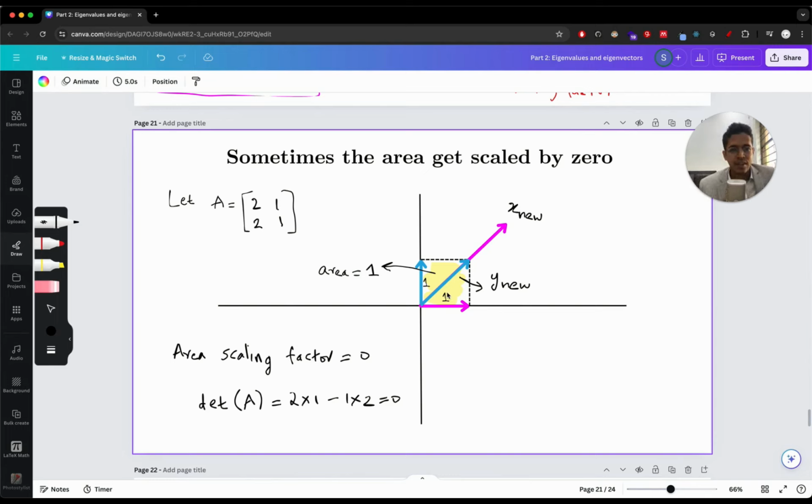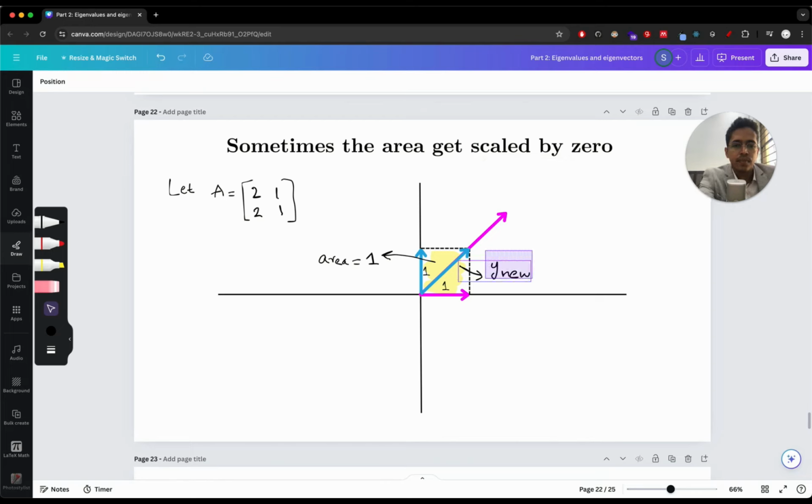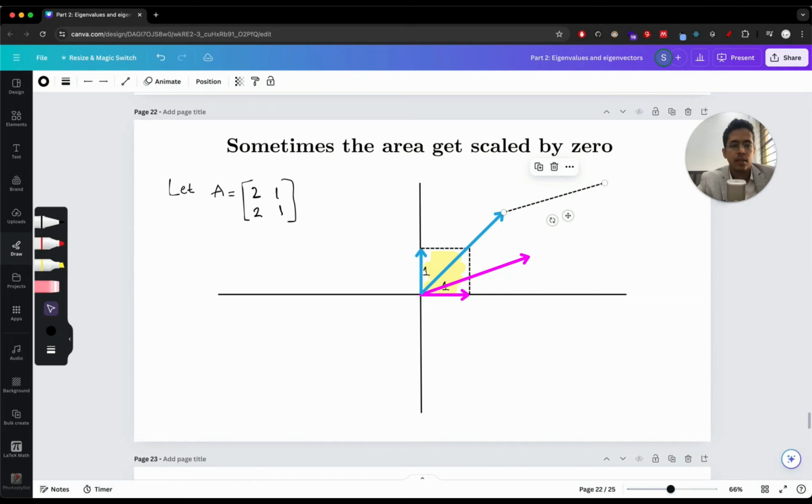So let's say the transformation happens such that, I'll just create a duplicate of this slide to explain this. Okay, so let's say this was the transformed vector, both of the vectors. Then what happens to the unit square? The unit square would look something like this, right? The unit square gets transformed to this parallelogram.